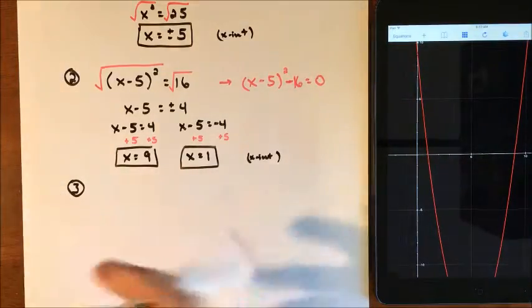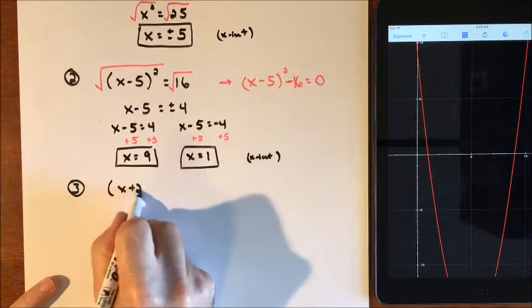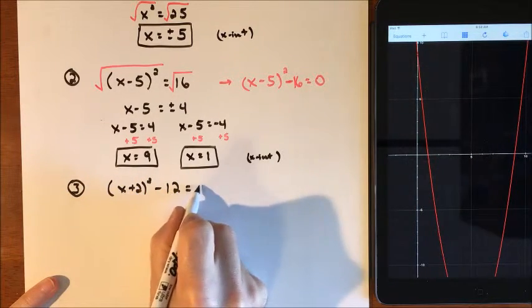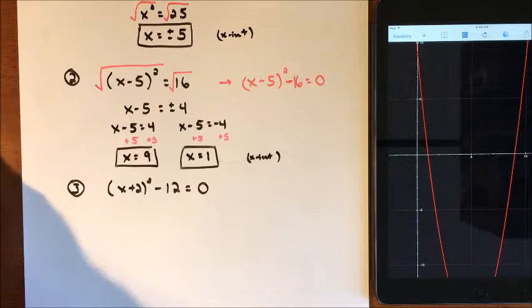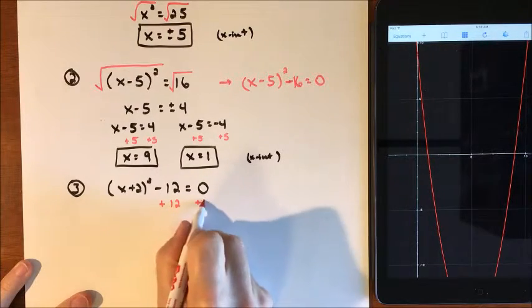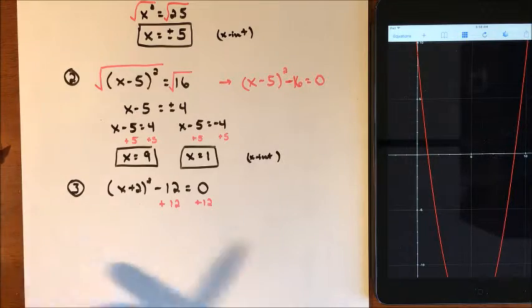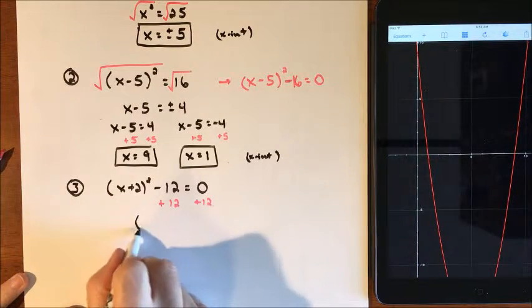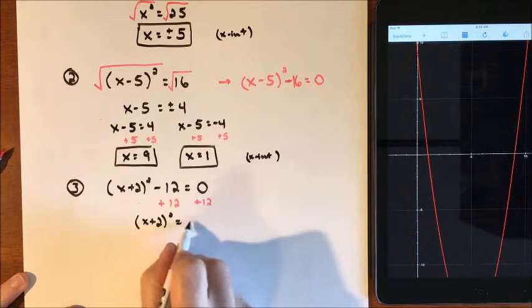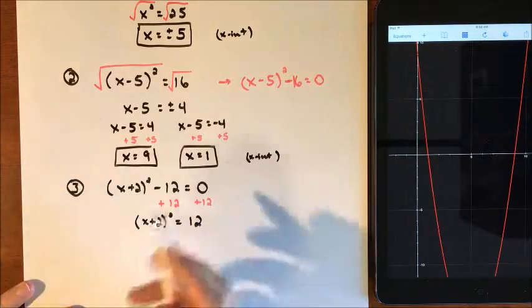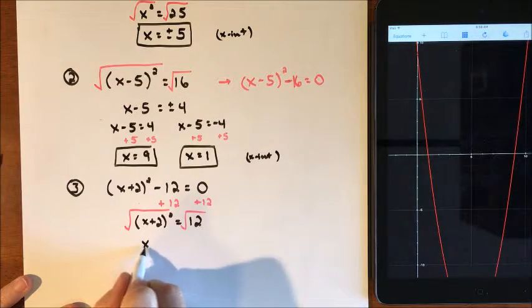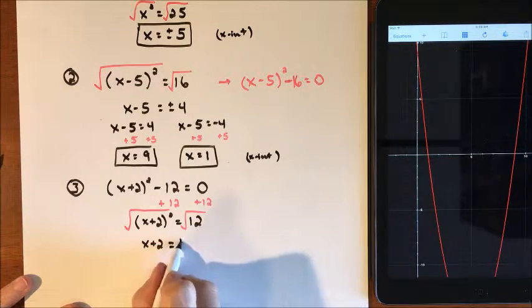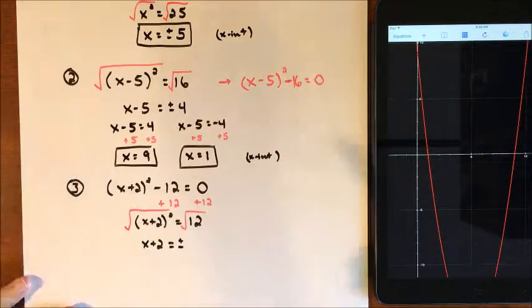All right, so number 3. X plus 2 squared minus 12 equals 0. So that thing's ready to graph, which I'm going to do eventually here. But we need to isolate the square in order to be able to square root both sides. So we'll add 12 to both sides. And that'll get us x plus 2 squared equals 12. We're going to try and get rid of the square by square rooting. And that will give us x plus 2 equals plus or minus.